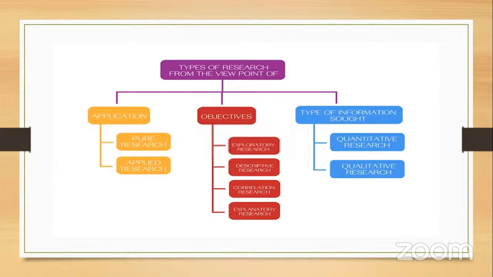Research based on application is of 2 types: pure research and applied research. The next point of view is objectives-based research: descriptive, correlational, explanatory, and exploratory research. And the third type of research is based on the information sought, which is again two types: quantitative research and qualitative research.